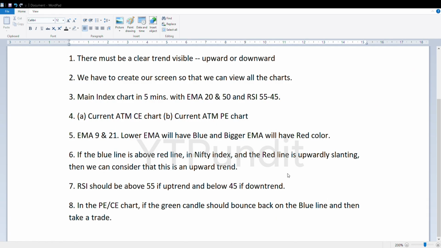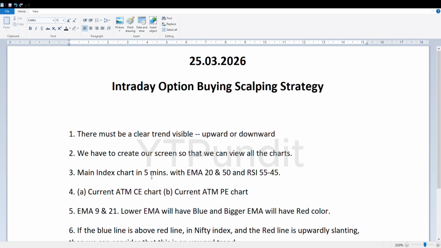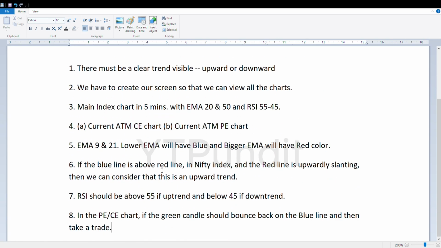I think you have understood. I hope I could describe it properly. Again, I want to repeat that there must be a clear trend visible, upward or downward. If there is no clear trend visible, then we will not take a trade. Number one. Number two, we have to create our screen so that we can view all the charts.